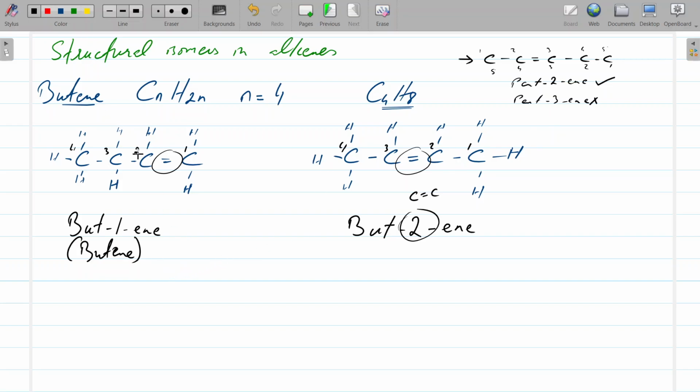Now, we have our molecular formula, we have our displayed formula, right? Both of these are isomers. What would the structural formula for this be?